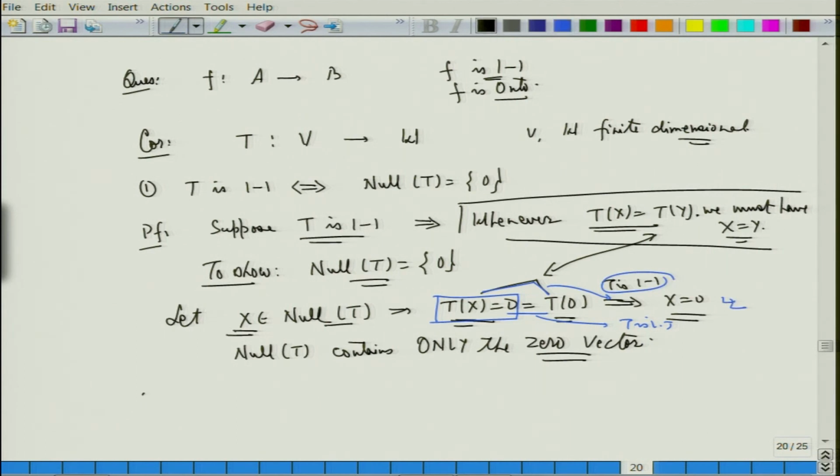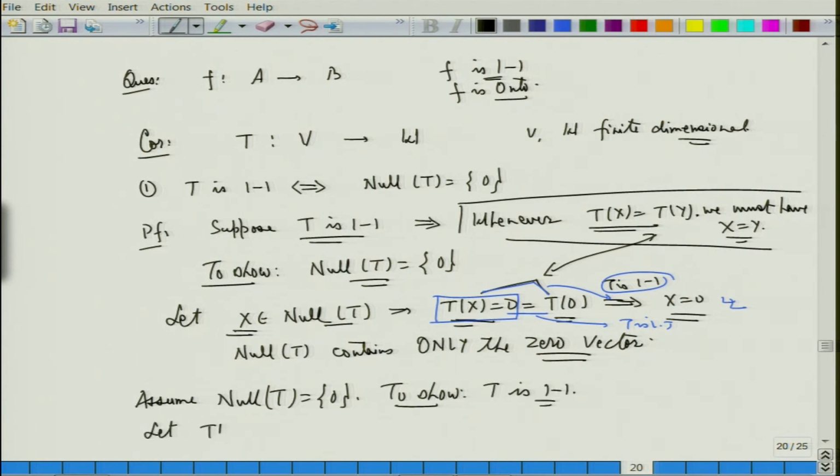So assume the null space of T is 0, to show T is 1-1. So let T of x be equal to T of y. I need to show that x is equal to y.